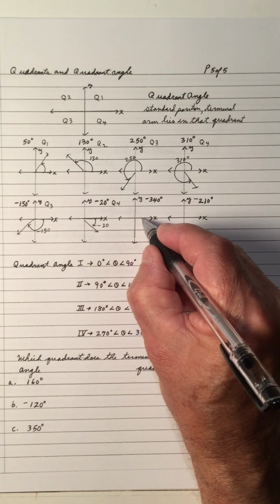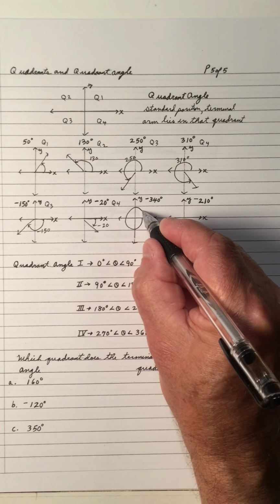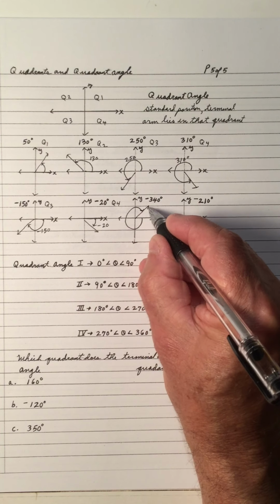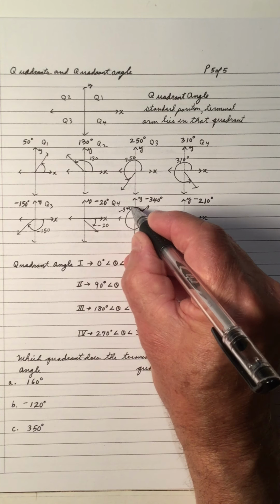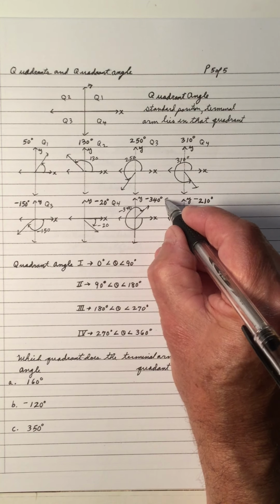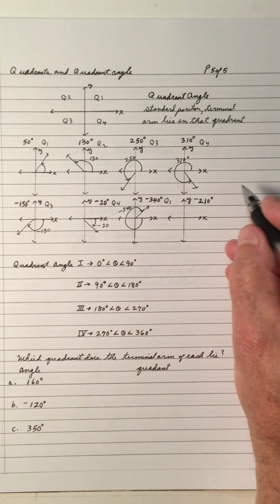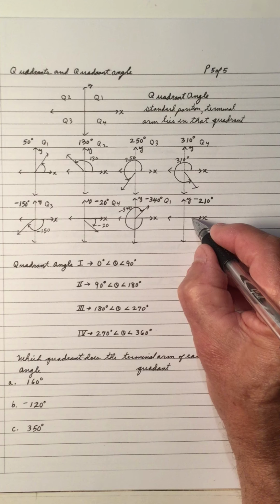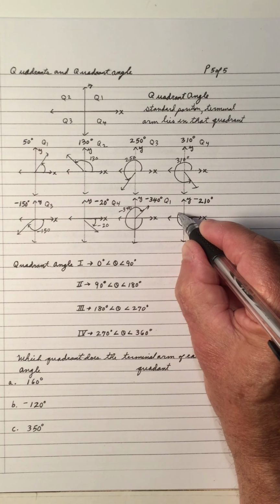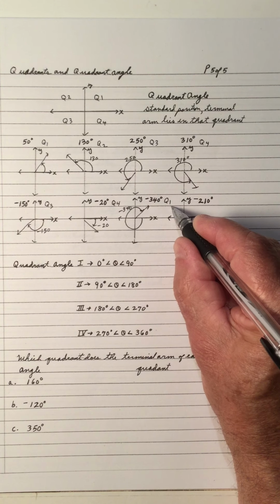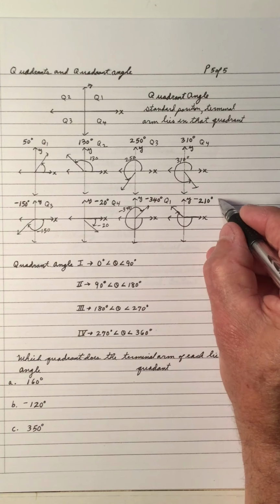Negative 340 is negative 90, negative 180, negative 270, way over here. And that rotation is negative 340, and a negative 340 ends up in quadrant 1. And a negative 210 starts again on the initial arm, negative 90, negative 180, ends up here. The terminal arm ends up in 1, 2, quadrant 2.